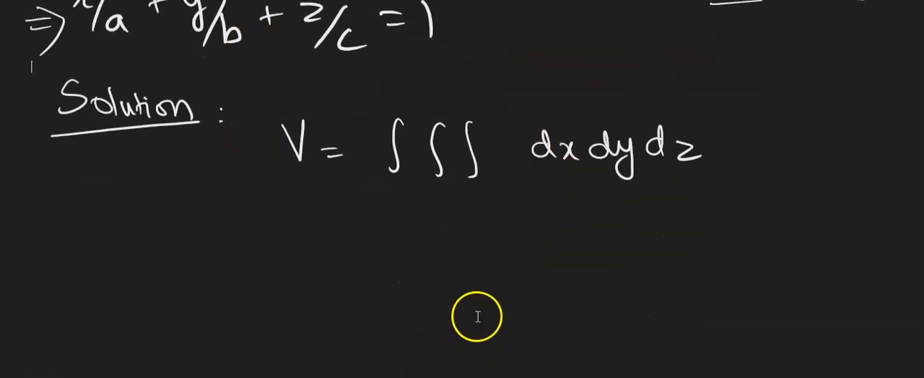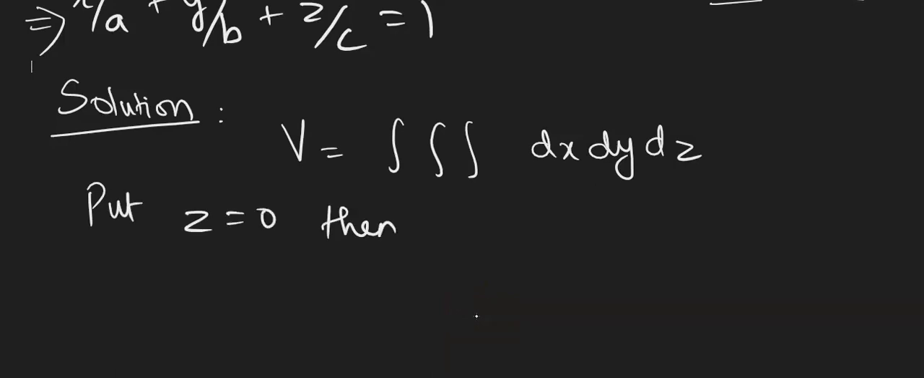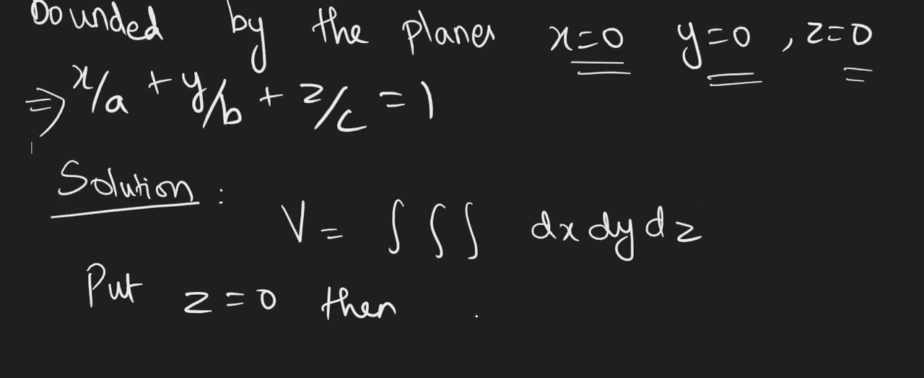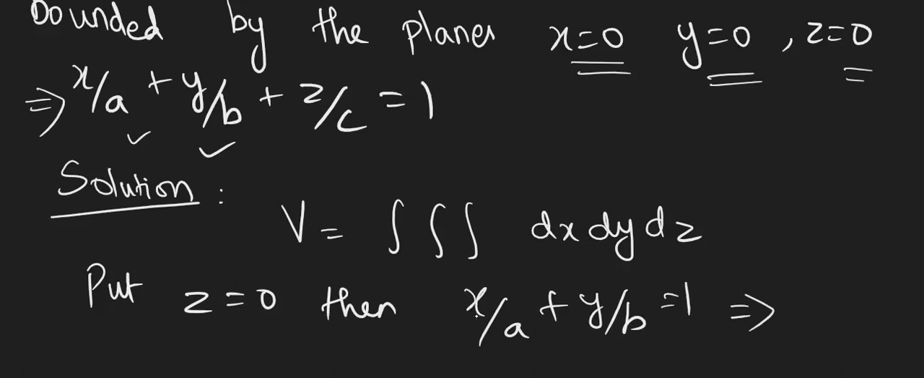So if you substitute z as 0, what will you get for this equation? x by a plus y by b plus z by c is equal to 1, right? So you will get x by a plus y by b is equal to 1, which implies y is equal to 1 minus x by a into b. So this is your limit for y.